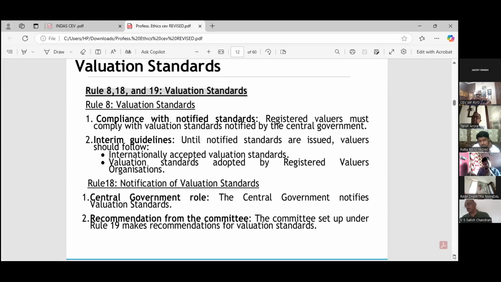Rule number 18, what does it say? Notification of valuation standards, the central government's role. The central government notifies valuation standards. They take recommendations from a committee. They have set up the committee, and from there they receive the recommendation. The committee set up under Rule number 19 makes recommendations for valuation standards.